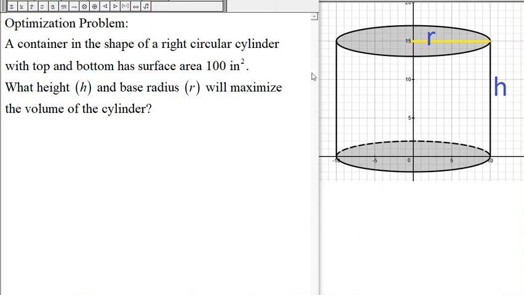What we'd like to know is what the height and the radius should be so that we get a maximum volume. As we can see here, if we make the height longer, the cylinder will be longer, but the radius will be shorter because we restrict it by a surface area of 100 square inches. So we'd like to know what combination of h and r will give us the maximum volume of the cylinder. First we need to get the surface area formula.